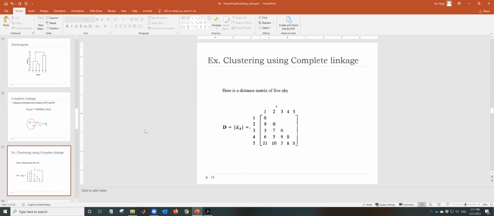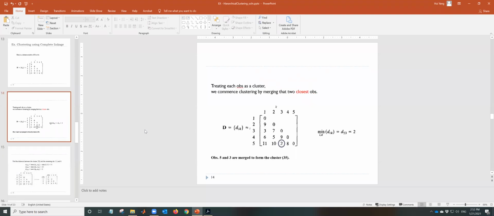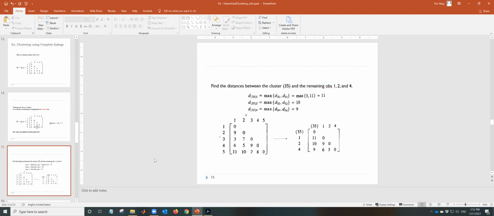So still, we have 5 observations. Now, treat each observation as a cluster. We start clustering by merging the 2 closest ones. So the first step is still the same, 3 and 5. We merge them together because they have the smallest distance. Now they are merged. And then we find the distance.